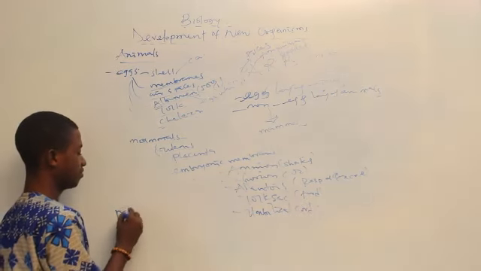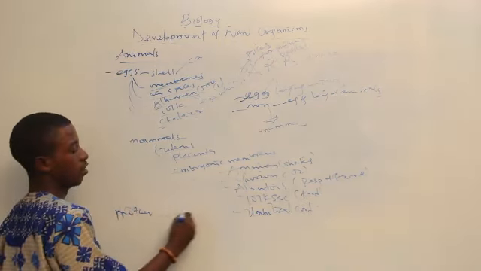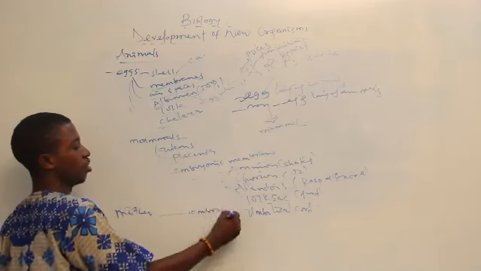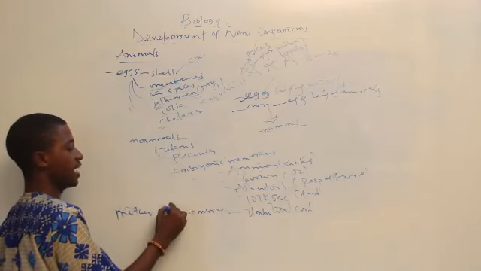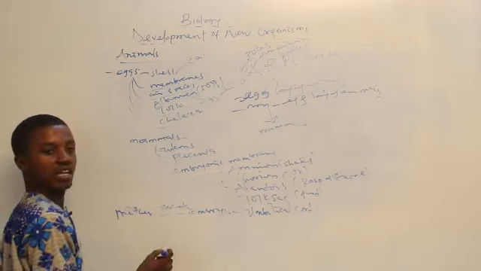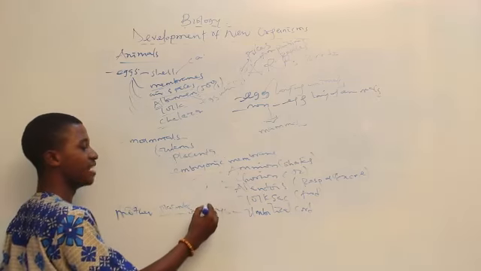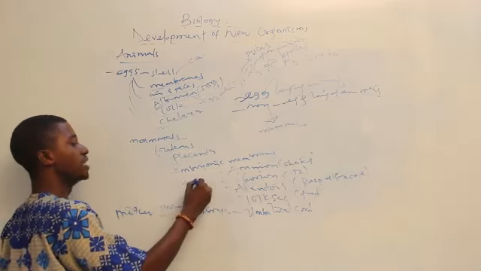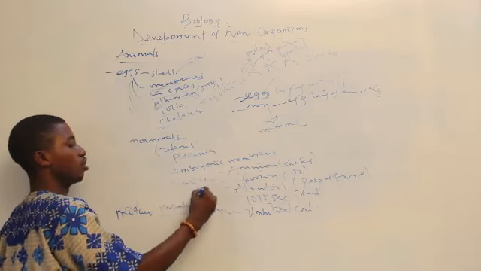Okay, we have the mother. We have the embryo. What connects the two of them together is the placenta. Now, what connects the placenta and the embryo together is the umbilical cord.